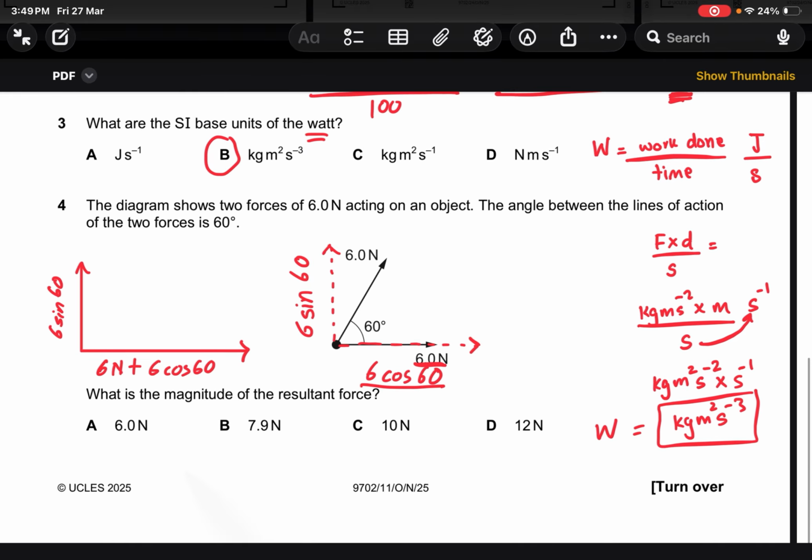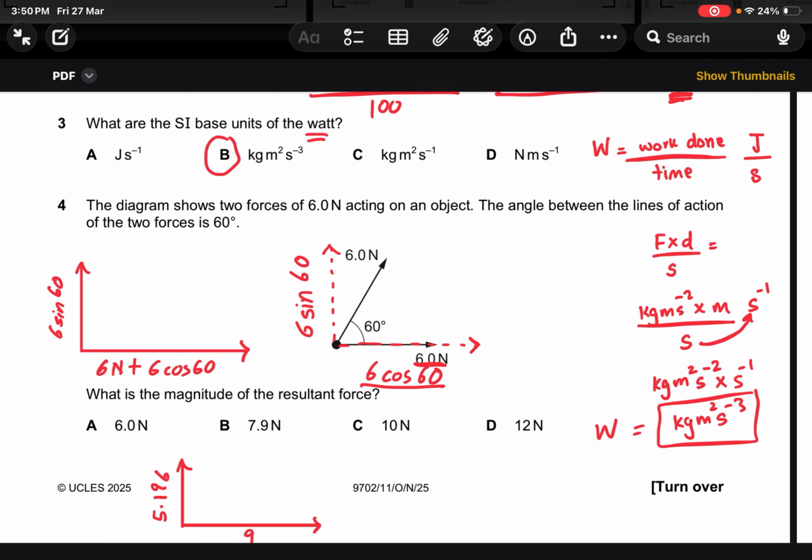Now I'm going to draw it again with proper forces labeled. 6 sin 60, what is the value coming out to be? It gives me 5.196. And this value, which is 6 plus 6 cos 60, gives me 9. So now I have to find the resultant of 9 and 5.196.